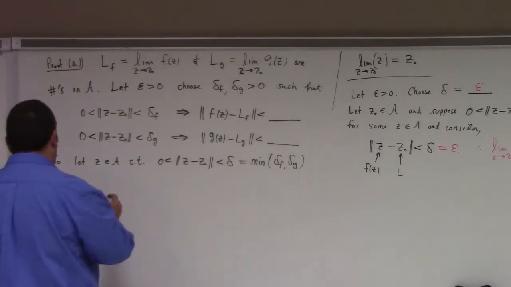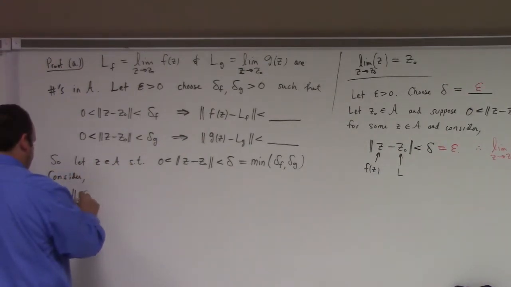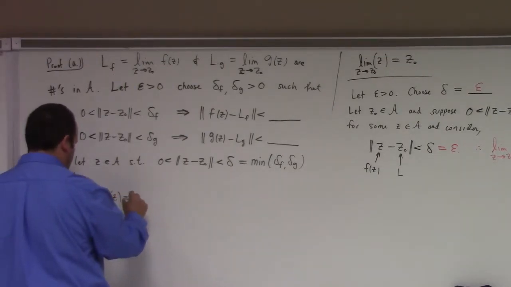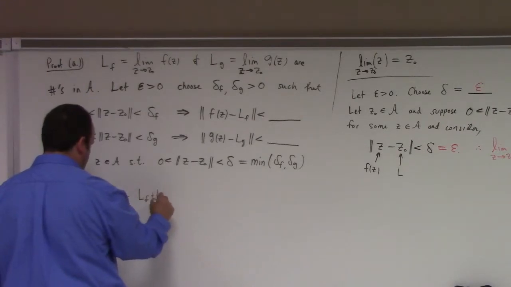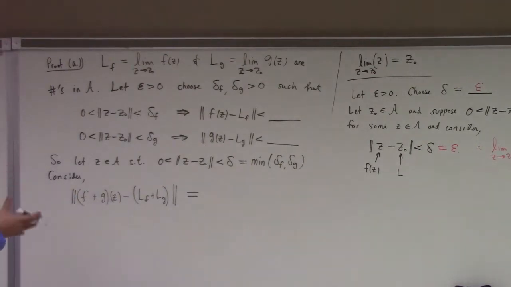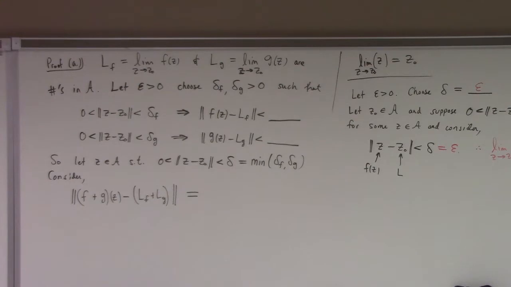What is our goal? Well, consider the norm of f plus g of z minus L sub f plus L sub g. We want to show that that is less than epsilon. If we can show that's less than epsilon, that proves part A, right? Because part A, in my current notation, is that the limit of f of z plus g of z is equal to L_f plus L_g.